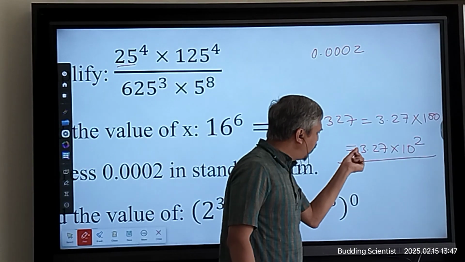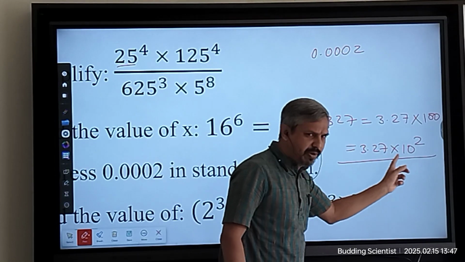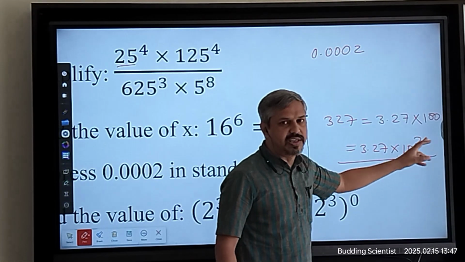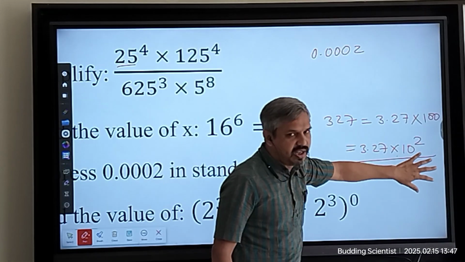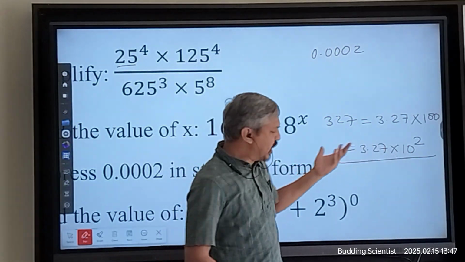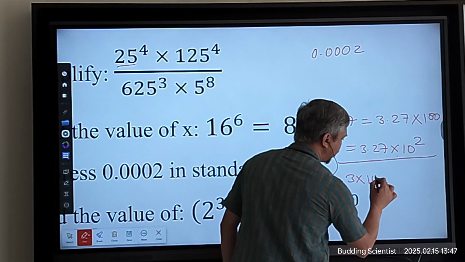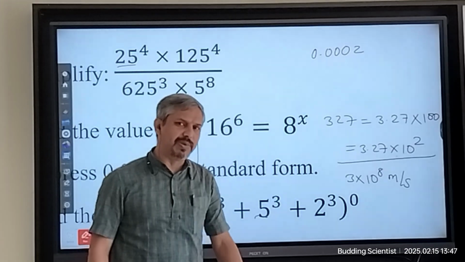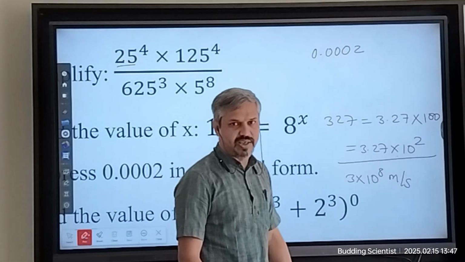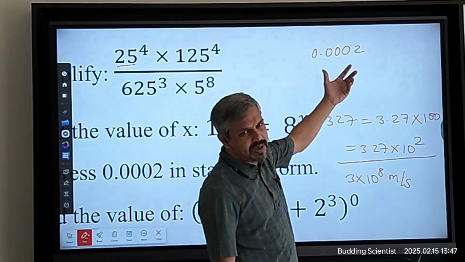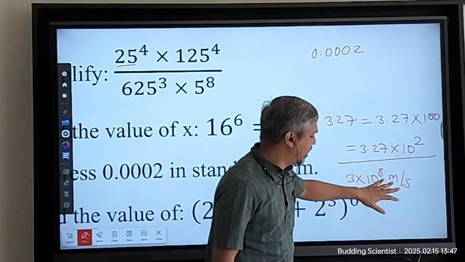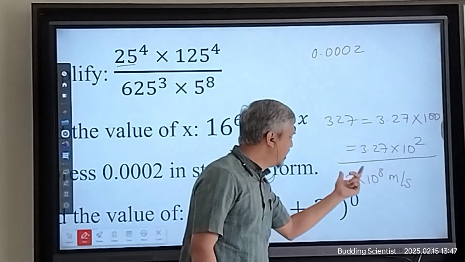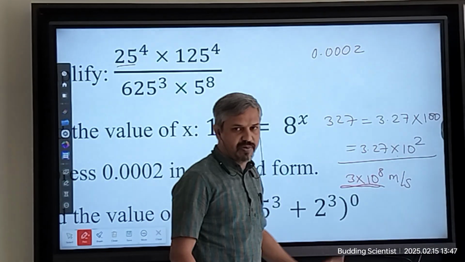Write this number as a one digit followed by a decimal point, whatever be the number of digits after that, multiplied by an appropriate power of 10, 10 raised to something. Convert everything in this form. This is called a standard form. The speed of light we know is 3 into 10 raised to 8 meter per second. Initially it was written in kilometer per second. People used to write 3 lakh kilometer per second. But ever since the standard form came into existence, no one writes 3 lakh kilometer per second. The unit is standardized in meter per second, and the quantity is written in standard form like this.